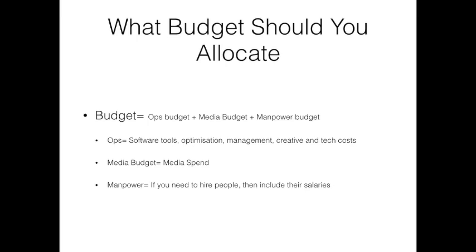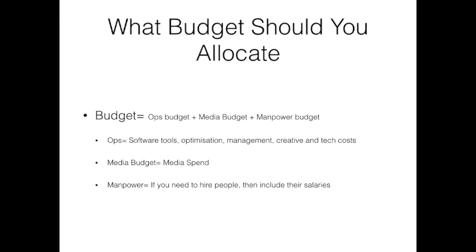Then your media budget is essentially your media costs, your media spend. When you buy media space, you spend and you invest your money in media. So that comes under media budget. The manpower budget is all about investment into manpower, which includes their salaries also. So combination of all these would tell you your budget, right?